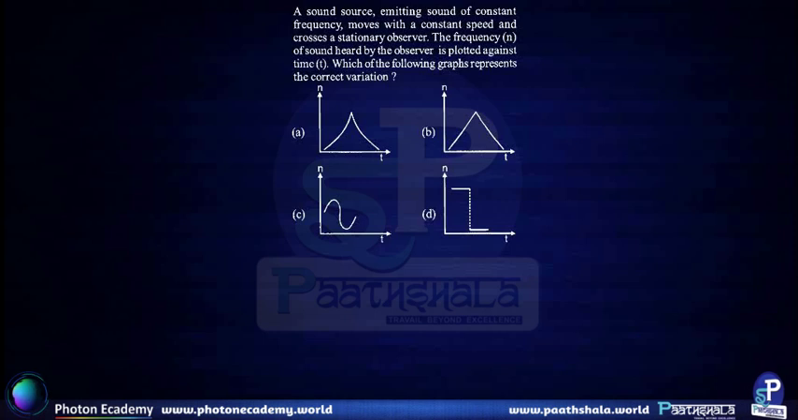A sound source emitting a sound of constant frequency moves with a constant speed and crosses a stationary observer. The frequency n of sound heard by the observer is plotted against time t. Which of the following graphs represents the correct variation?